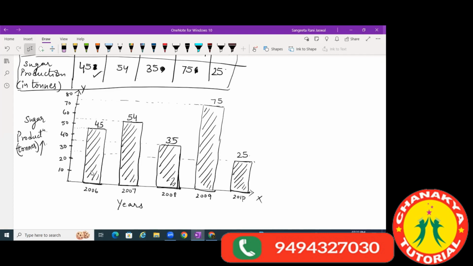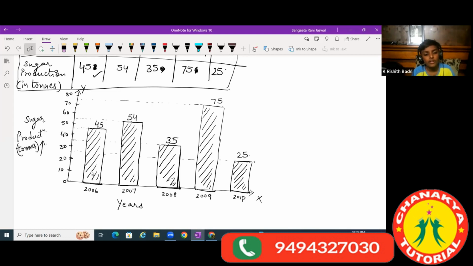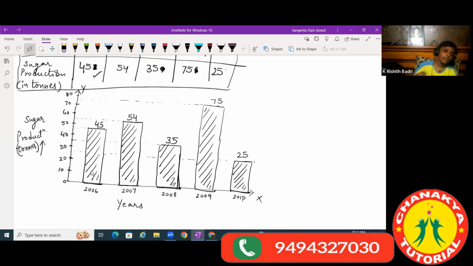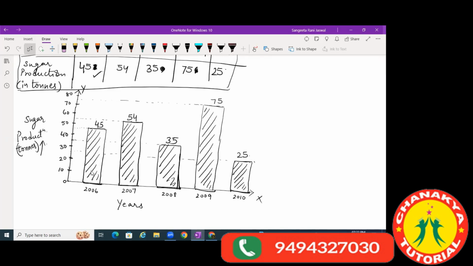There should be equal gaps between each number. You cannot take that. Suppose from 0 to 10 you are taking 1 centimeter, and from 10 to 20 you are taking 2 centimeters, 2 boxes, then that goes wrong, no? I took equal gaps between all the numbers. From 10 to 20, I left one box. 20 to 30, I left one box. It should be like this only.